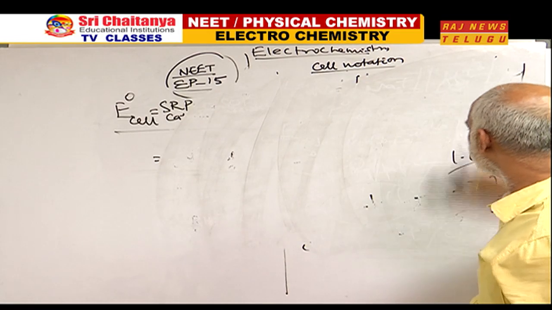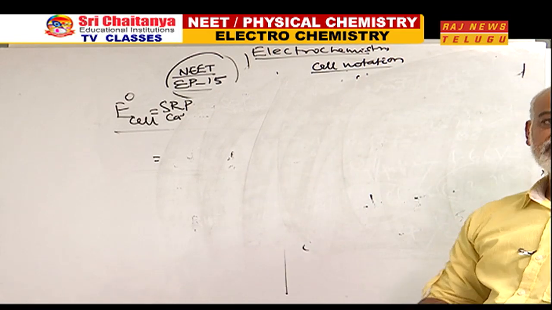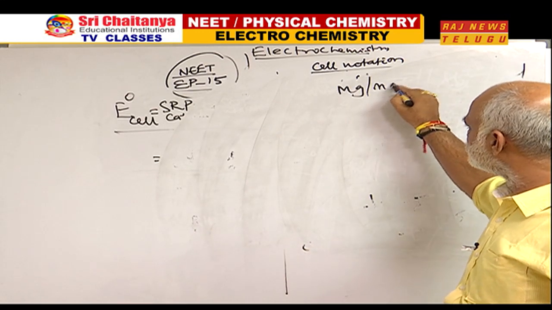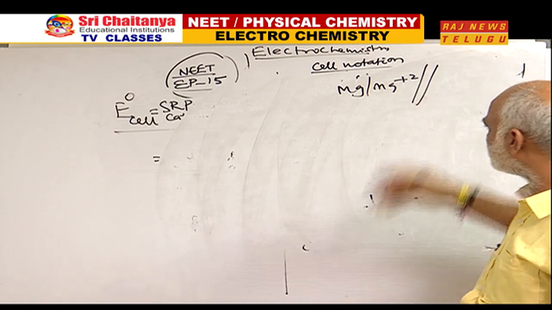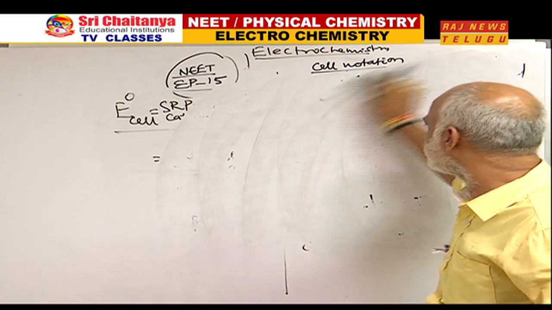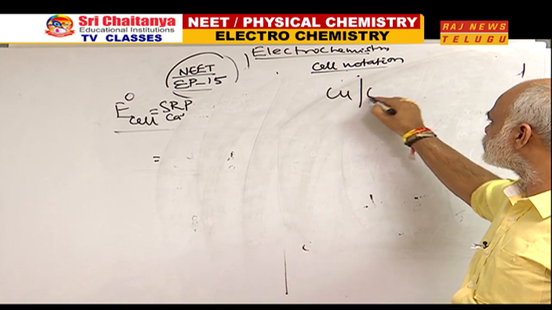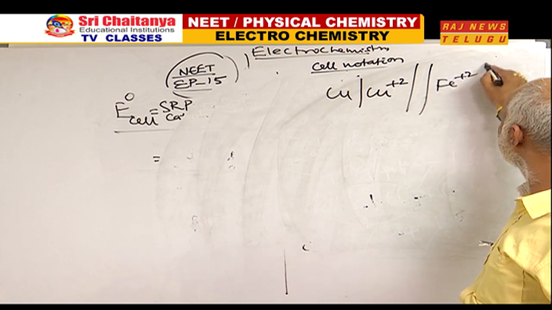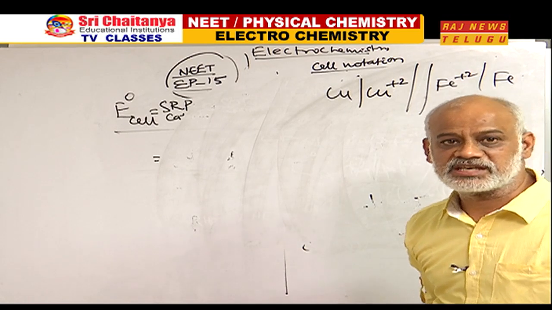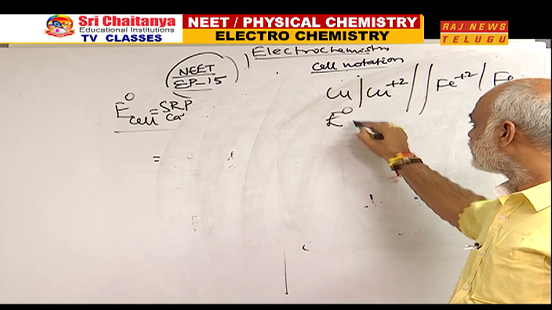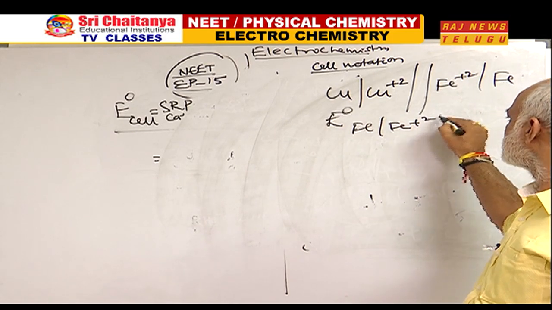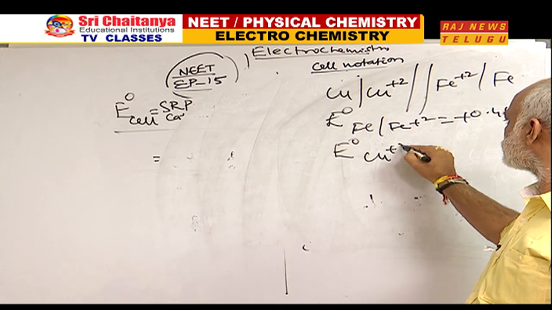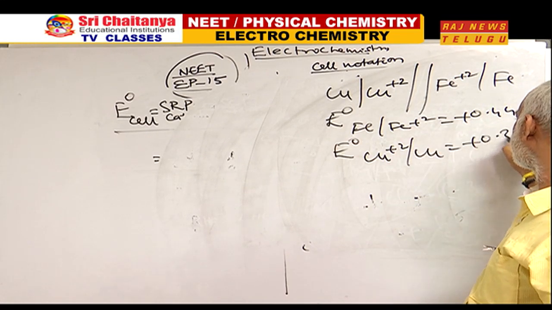If we take one more problem, I think it will be better. A slightly more difficult one, let us take. Mg plus 2, double vertical line. Let us change it. Cu plus 2, double vertical line, Fe plus 2 Fe is given to you. E naught Fe plus 2 Fe is minus 0.44. E naught Cu plus 2 Cu is plus 0.34.